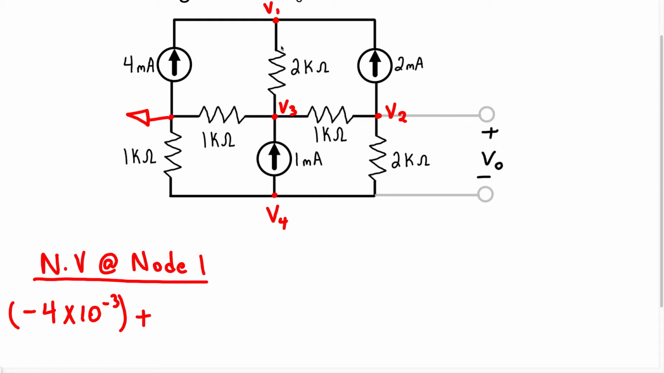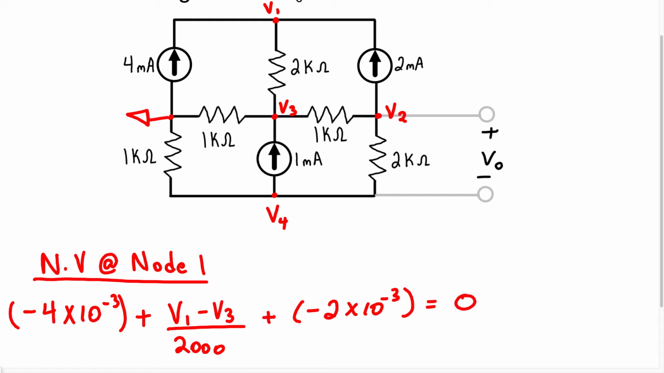Plus, we have the currents leaving this node in this branch. We're going to say V1 minus V3 over 2000. Now we have another current source that's going to be entering this node here, so we're going to treat it as a negative current. So we have plus negative 2 times 10 to the negative 3. All of this is going to equal 0.